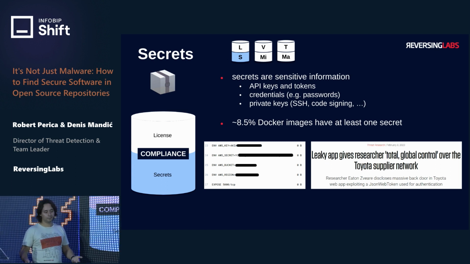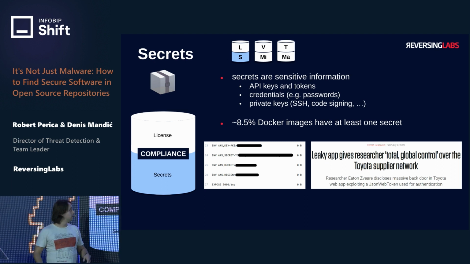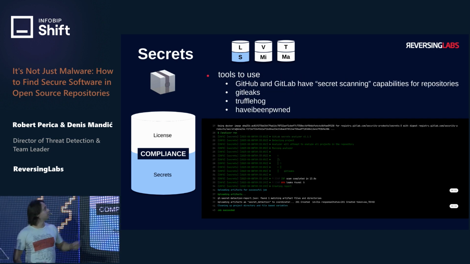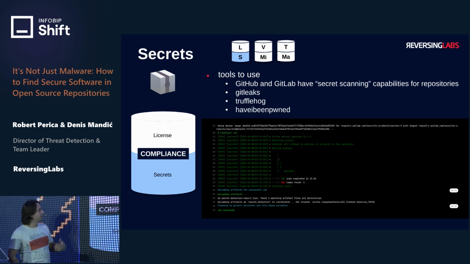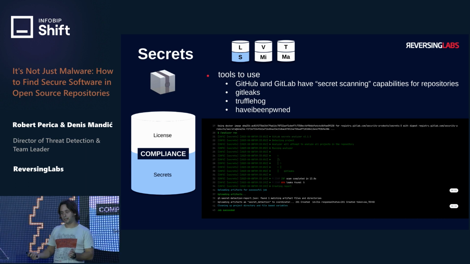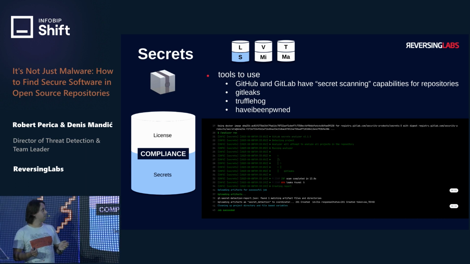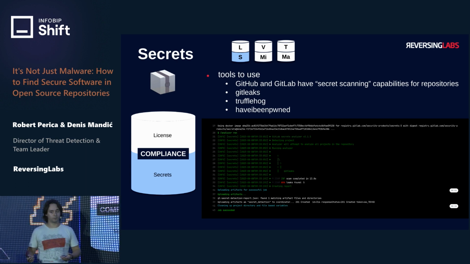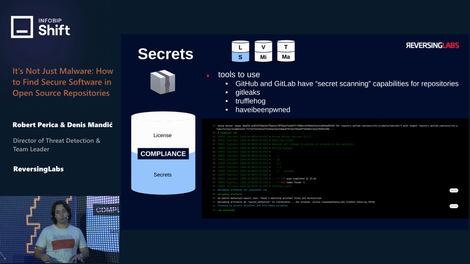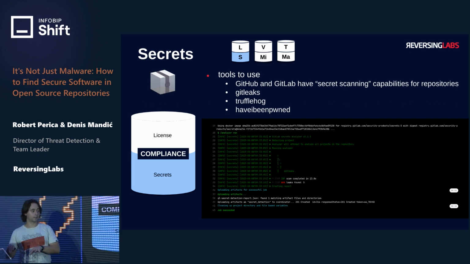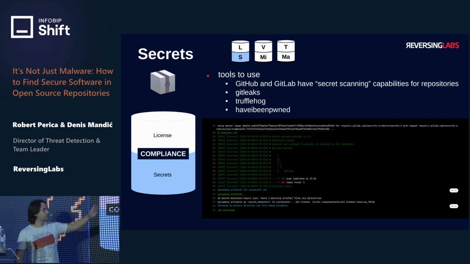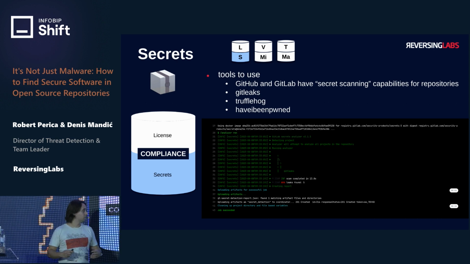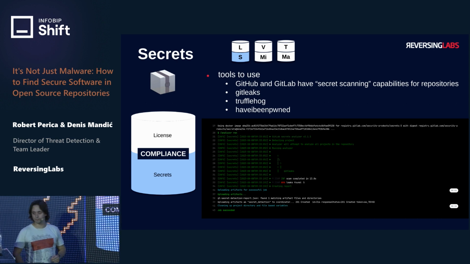So once again, how can you prevent this? Are there tools? Yes. GitHub and GitLab have scanning capabilities. They can detect secrets, and it's simple to enable if you have the source code. If you don't, there are tools like GitLeaks or TruffleHog, which can tell you after the fact. And naturally, sites like Have I Been Pwned can help with passwords and things like that.